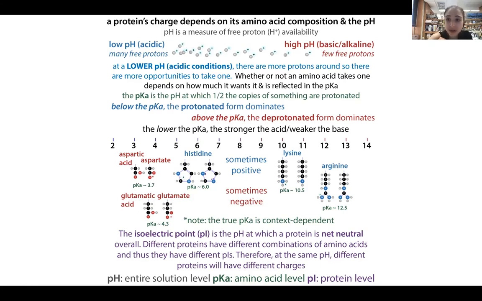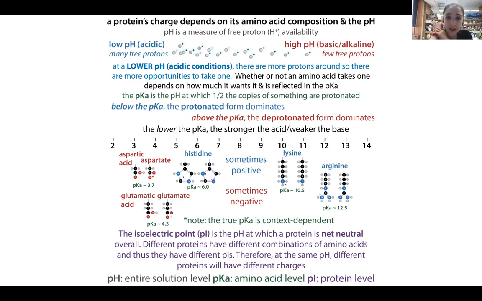And so you're still going to have significant amounts in both forms at the cellular pH. And then we can define, since the protein is actually like a chain of these, remember? So it's like our chain of Cookie Monsters, where some of them are acids, some of them are bases. We can define the isoelectric point as the pH at which the protein is net neutral overall. So the amount of positively charged amino acids is balanced out by the number of negative. And often this is the point at which a protein is least soluble.